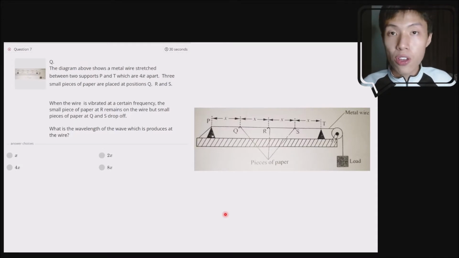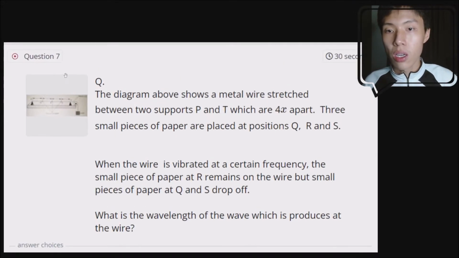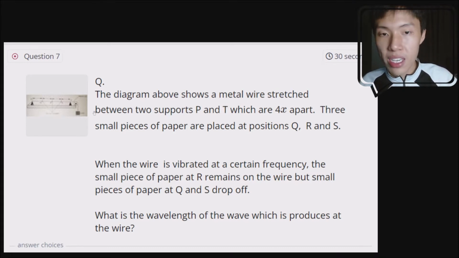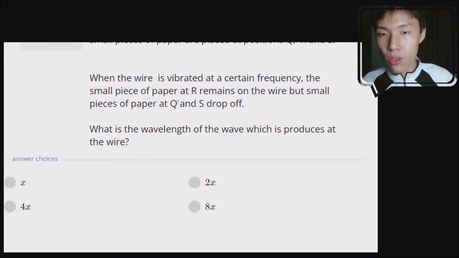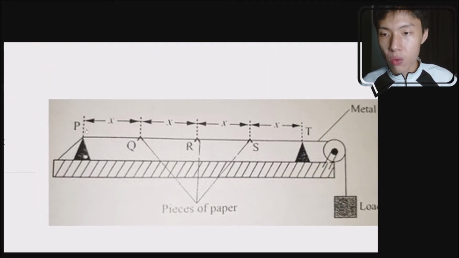So that's how you solve question 6. Let's move on to the next question. Question 7 says that the diagram above shows a metal wire stretched between two supports P and T. The diagram is over here. We have a metal wire, which is this wire over here, stretched in between point P and T. So this is P, this is T.